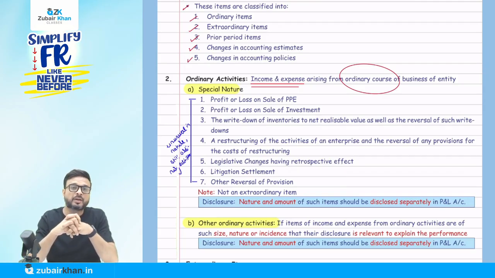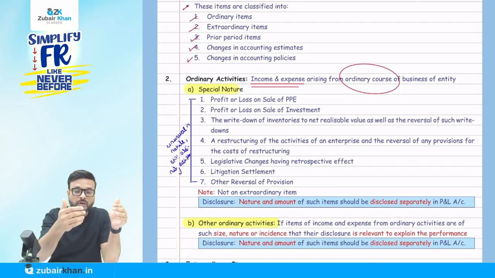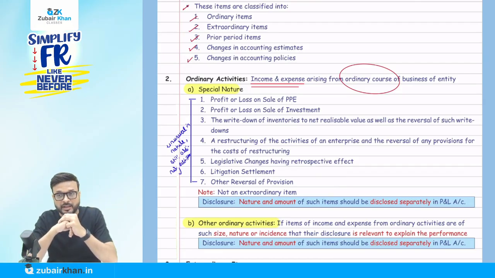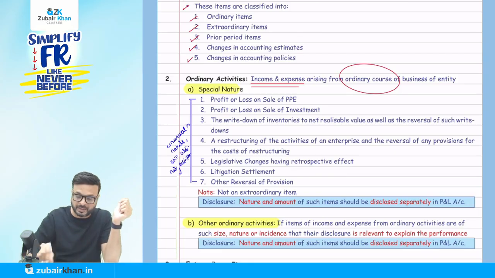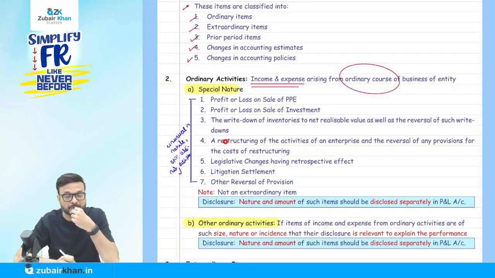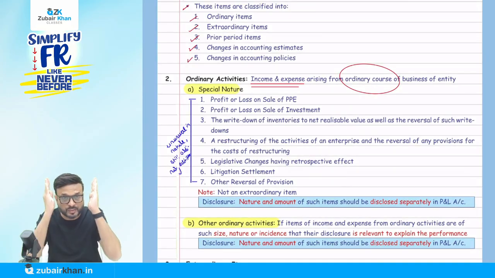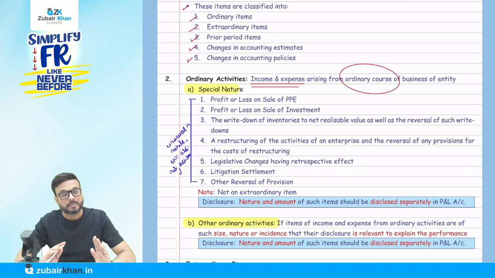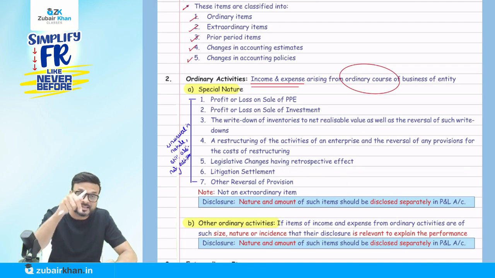So what happened in ordinary activity when I talk about point A, special nature? Who specifies the special nature? It is specified by Accounting Standard 5 only. There are 7 items. Who mentioned these 7 items? Okay, there is no 6, no 8. Exclusively these 7 items are mentioned in Accounting Standard 5 itself.